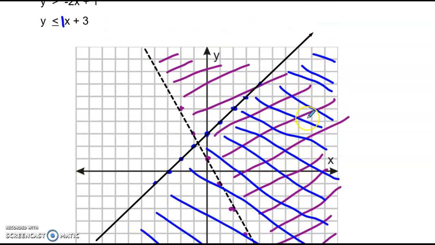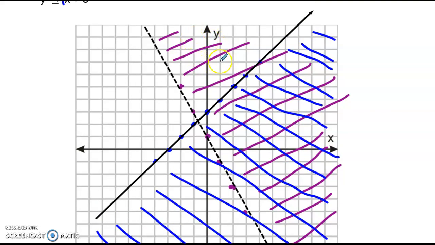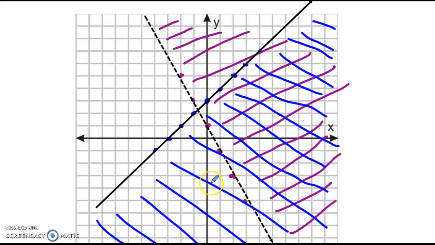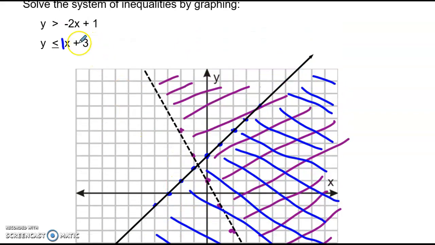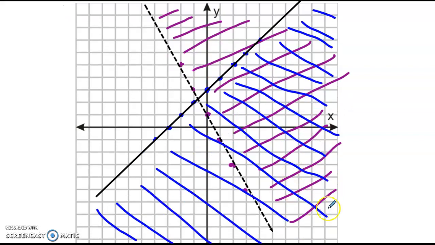It only includes this double shaded region, including the points that fall on this line. That would be the solution to this system of inequalities. These ordered pairs that lie in the purple region are solutions to the first one, but not the second. The ordered pairs that fall in just the blue region are solutions to the bottom inequality, but not the first inequality. So it's the double shaded region. Anytime you're looking for a solution, just look for where the shaded regions overlap. And that's all there is to it.